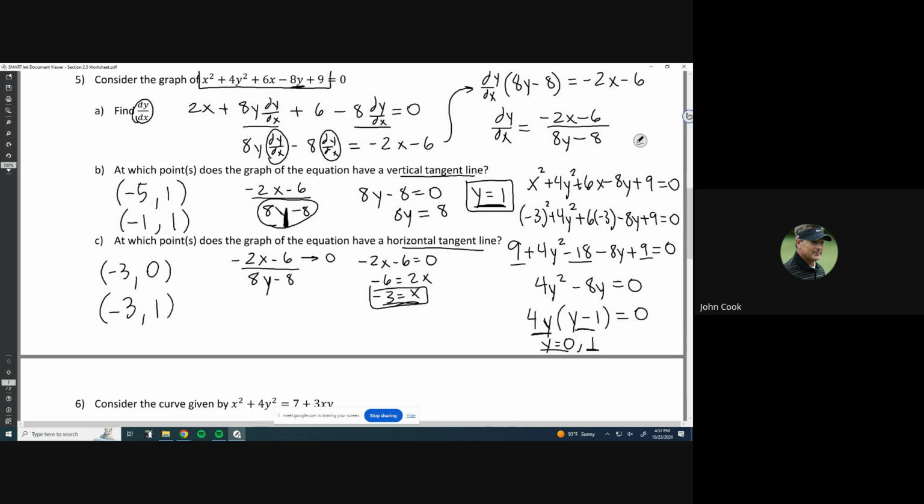Okay, so there you go. That looks like the first page through number 5. I hope this was helpful.